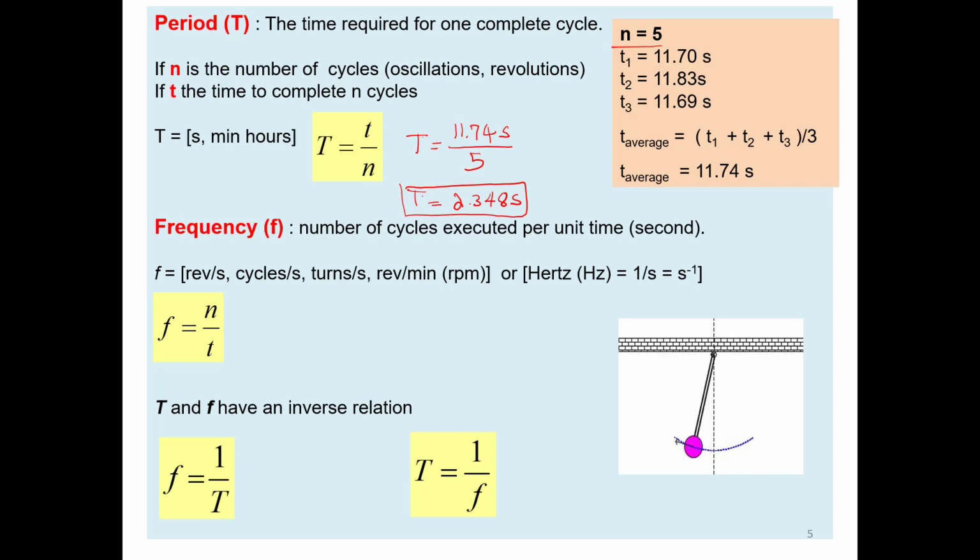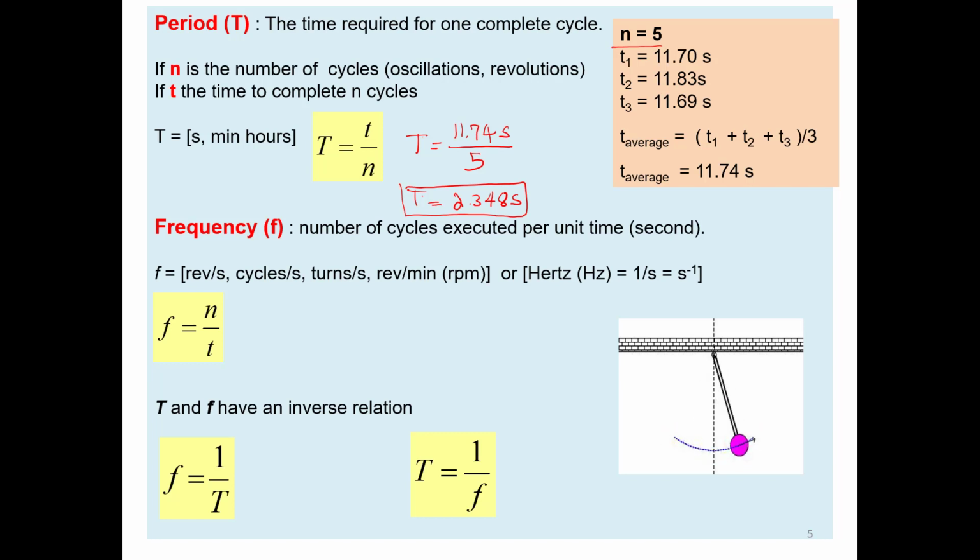The next is the frequency. Frequency is the variable that tells you how many cycles the system that is vibrating executes per unit time. How many cycles per unit time? In this case, if we want to calculate the frequency, we can divide the number of cycles, as we measured, by the time.